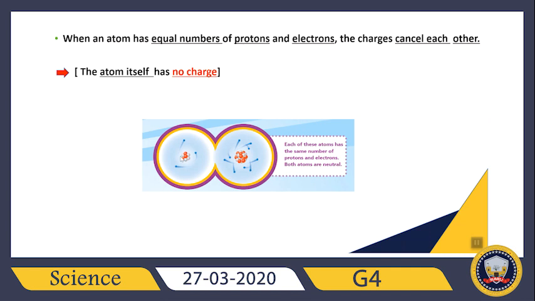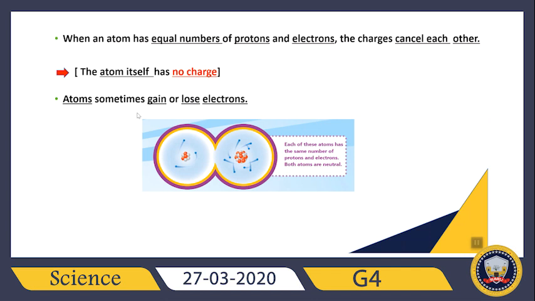What about the other one on the left side? Let's count together the number of protons: 1, 2, 3. 3 protons, and the number of electrons: 1, 2, 3. Again the same number. So each of these atoms has the same number of protons and electrons, which means both of them are neutral. Why? Because the number of protons equals the number of electrons.